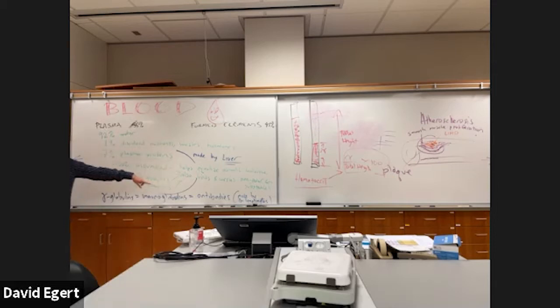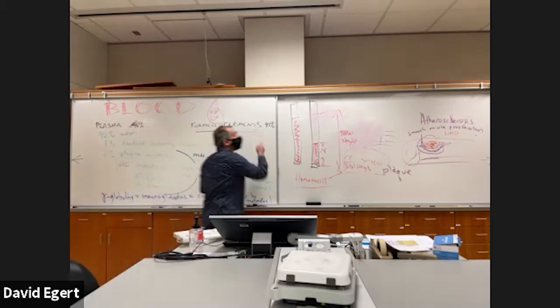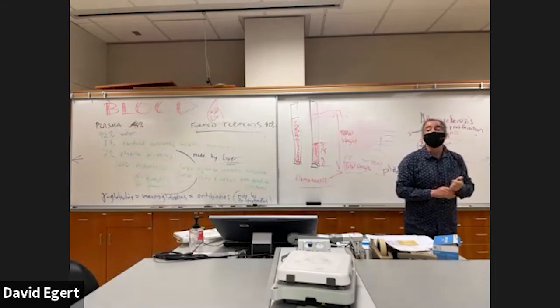We'll talk more about antibodies in a little bit, when we start the lab. So this is plasma. Plasma has a variety of stuff in it. Let's talk about the formed elements now, the blood cells and platelets.